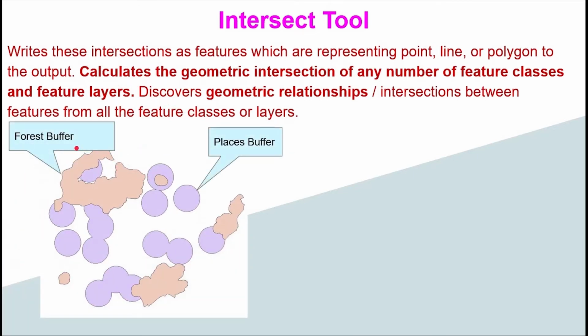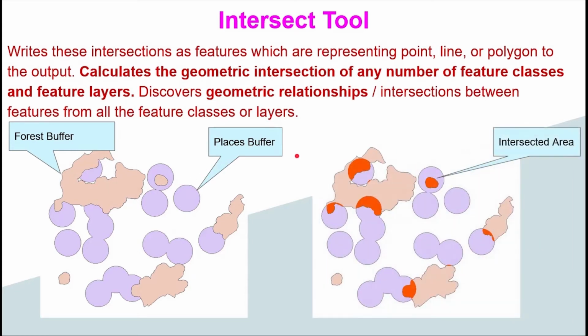Let's see. This area is a forest buffer. Those circular areas are place buffers. There is an intersection area. It means some area is common to both layers. We will calculate those intersections using the intersect tool. This is a separate layer. Also, it will make a new dataset like this.